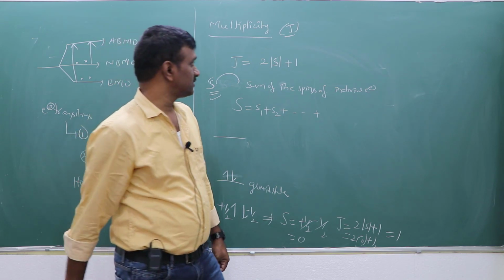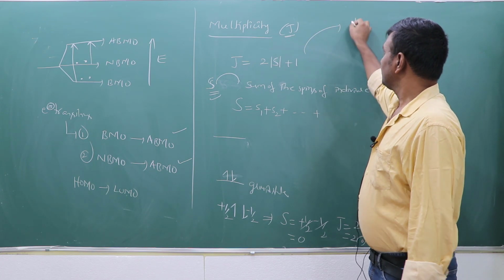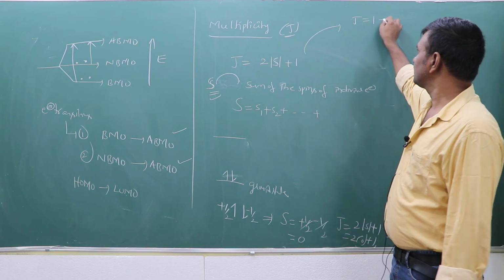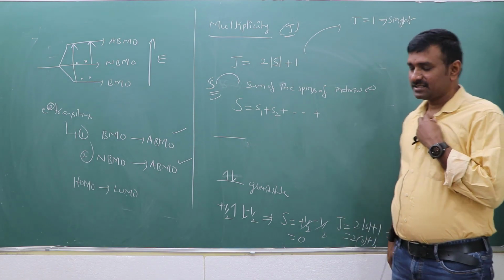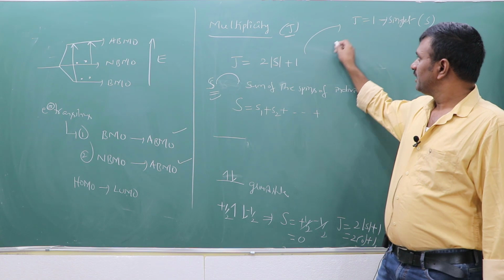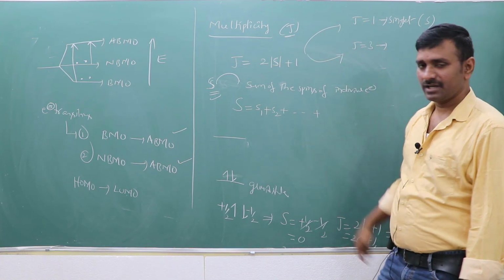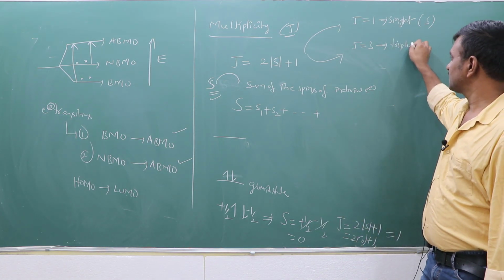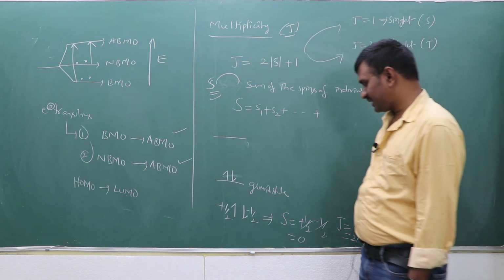Based on that J value, we can say which state it is. J is equal to modulus 2S plus 1. If J is equal to 1, that state will be considered as the singlet state, denoted by capital S. If the J value is 3, we can consider that as the triplet state, denoted by capital T.